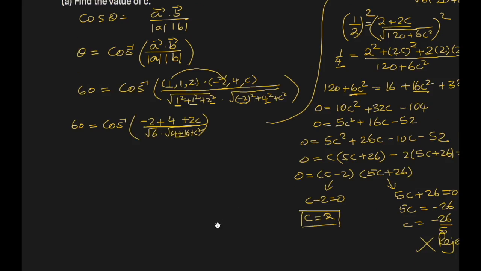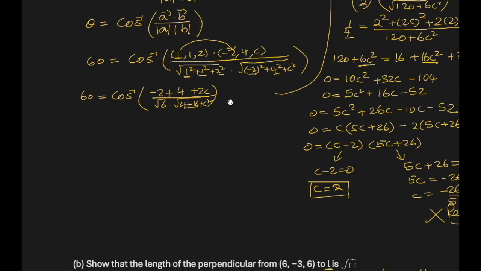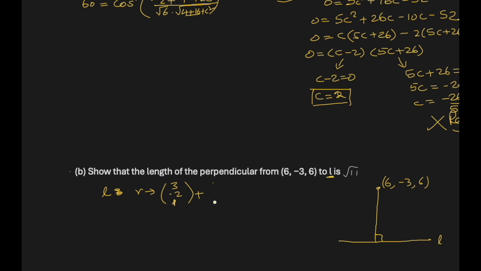plus some parameter lambda times (1, 1, 2). If they are perpendicular, the direction vector of this line dot the direction vector of this line, let's call it, have they given any point? They have not. So let me call it A, let me call it B. So AB is a vector, its dot product with this direction (1, 1, 2) will be equal to 0 because they are perpendicular. So if I somehow find vector AB, that will be enough.